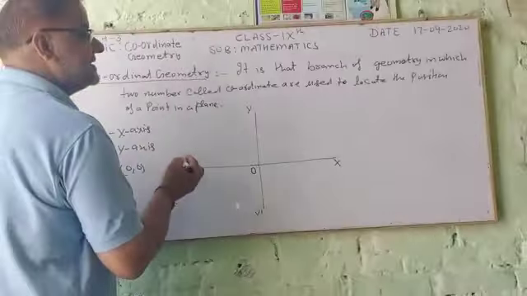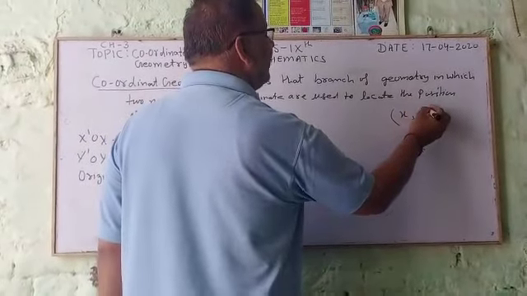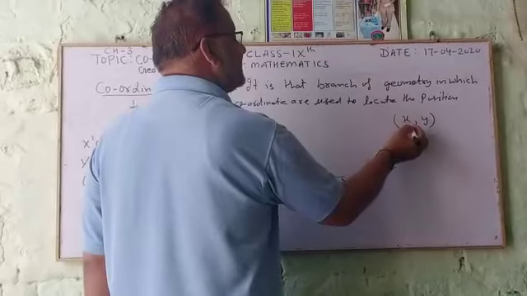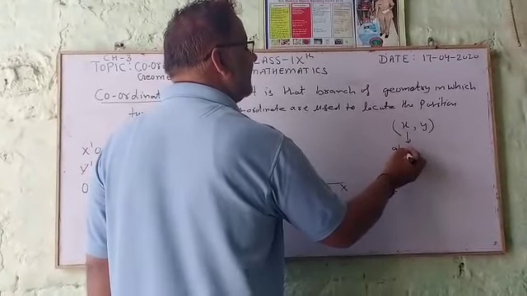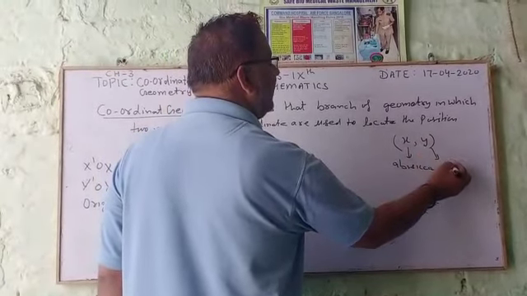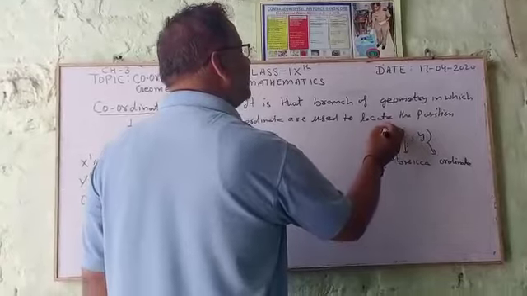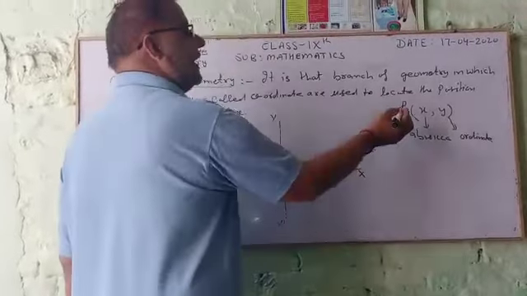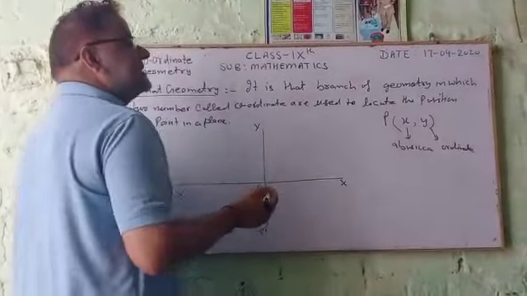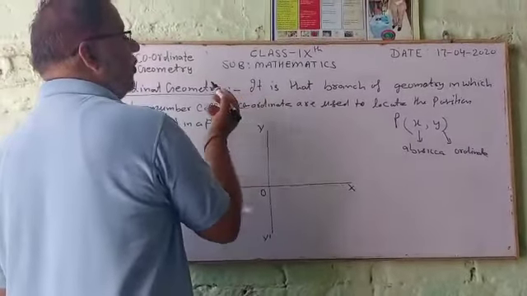So first, if we write down a point here, x and y. So x is called the abscissa and y is called the ordinate, and this represents a point. Both abscissa and ordinate, we simply say coordinates.